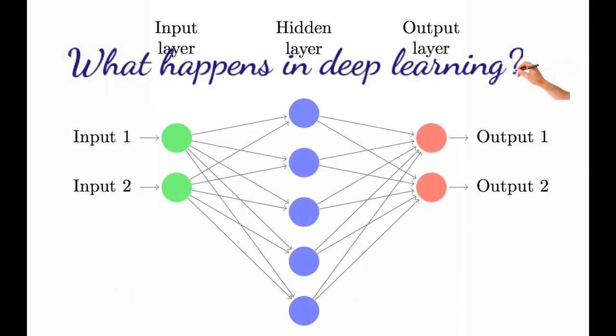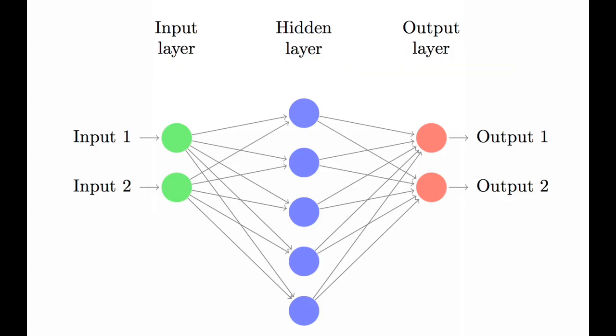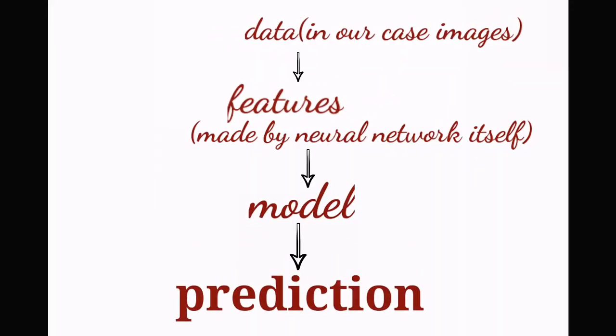What happens in deep learning? In deep learning, you have the ANN, artificial neural network. As you give your inputs, the neural network will extract features on its own. Here in deep learning, you don't need to give the features. The neural network will automatically extract the features and make up its own set of rules or build its own criteria for classifying different classes. So in deep learning, you give your data, in our case images, then we have the features. These features are made up by the neural network itself, then we have the model, and then we have the prediction from the model.